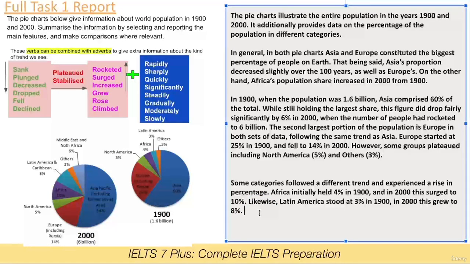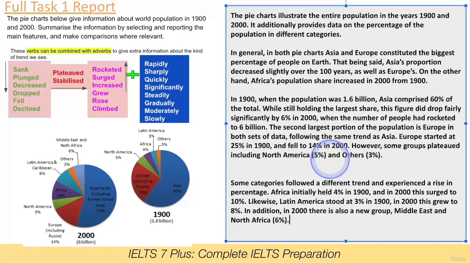Okay, so let's have a think. Shall we add on, we can do a quick line just to mention the new group here. In addition, in 2000, there is also a new group, Middle East and North Africa. And we can put a brackets again. That's really nice. 6%. Lovely.